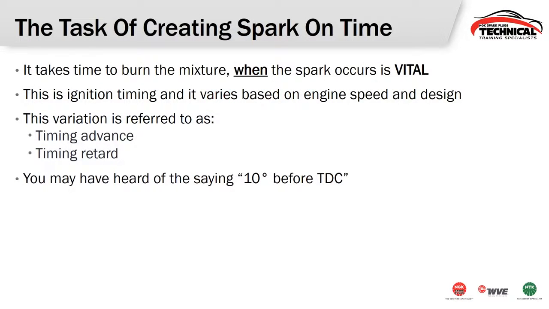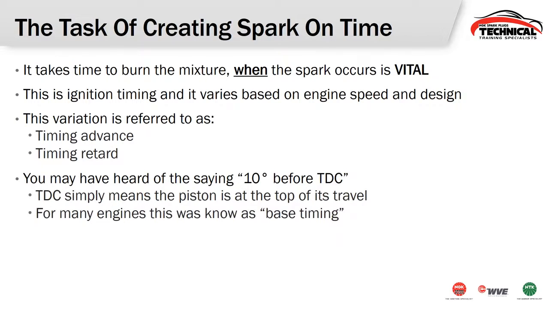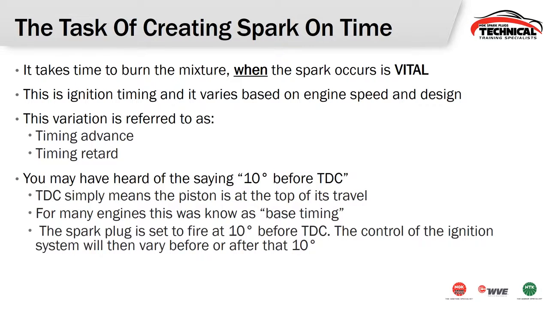Now, you may have heard the old saying 10 degrees before TDC, where TDC simply means the piston is at the top of its travel. 10 degrees before TDC was kind of a base mark for ignition timing. We would set that spark to occur 10 degrees before the piston is at the top of its travel on the compression stroke. For many engines, again, this was base timing. But now the spark on most of our modern engines is not controlled by a set timing anymore. It's controlled by the ignition system and the ignition system controller. So many systems will vary that timing significantly depending on the engine and the conditions inside of the engine.